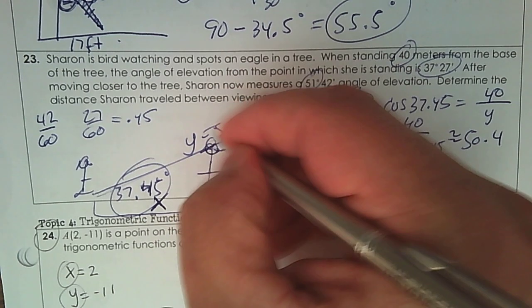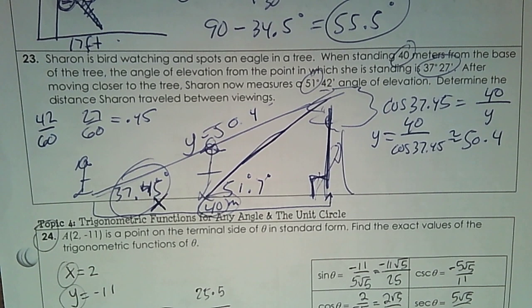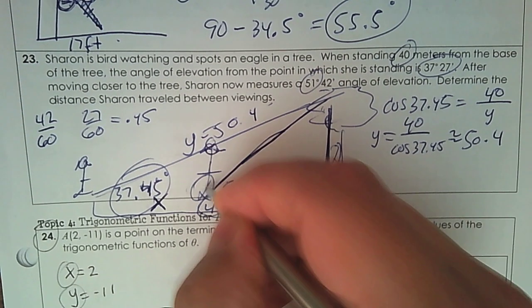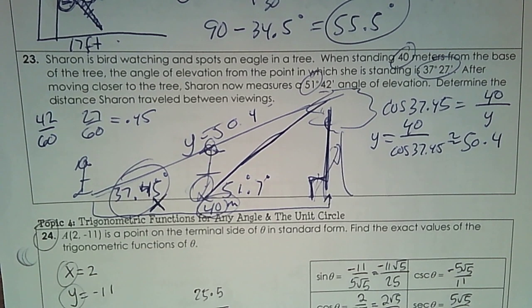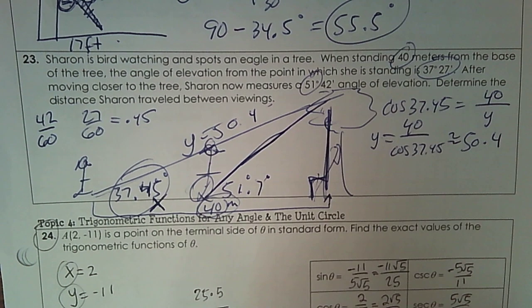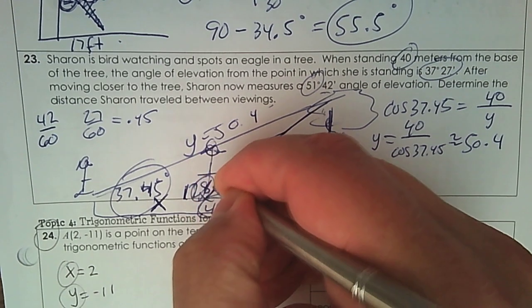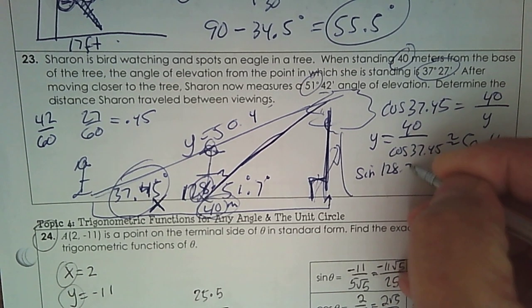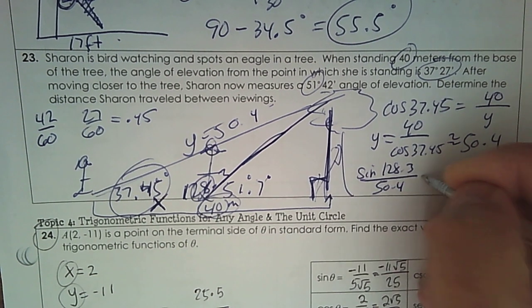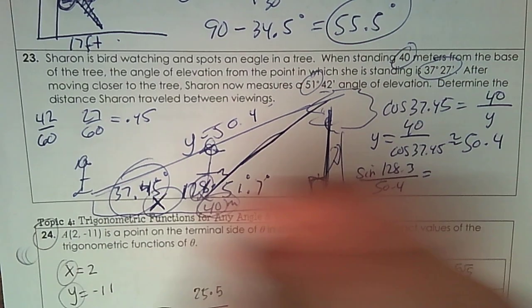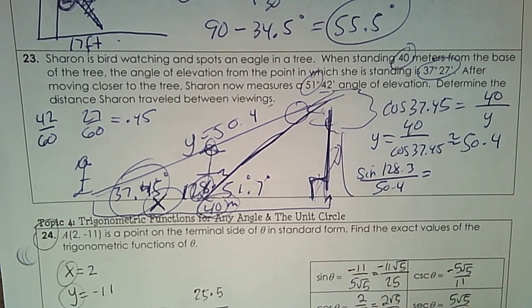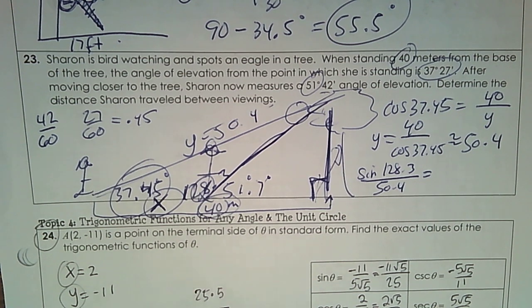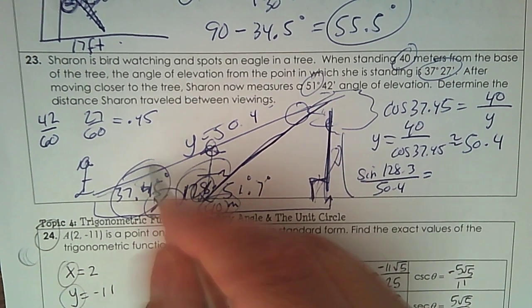And then if this is 50.4, now I'm going to use the law of sines. What angle is here on the other side? I need to go 180 subtract 51.7, they're supplementary. So the angle on the other side must be 128.3. If that's true, I'm going to go sine 128.3 over 50.4. And then to find this one, I need to know this angle up here. To do that, I'm going to go 180 subtract 128.3 subtract 37.45. So I'm going to subtract these two angles.